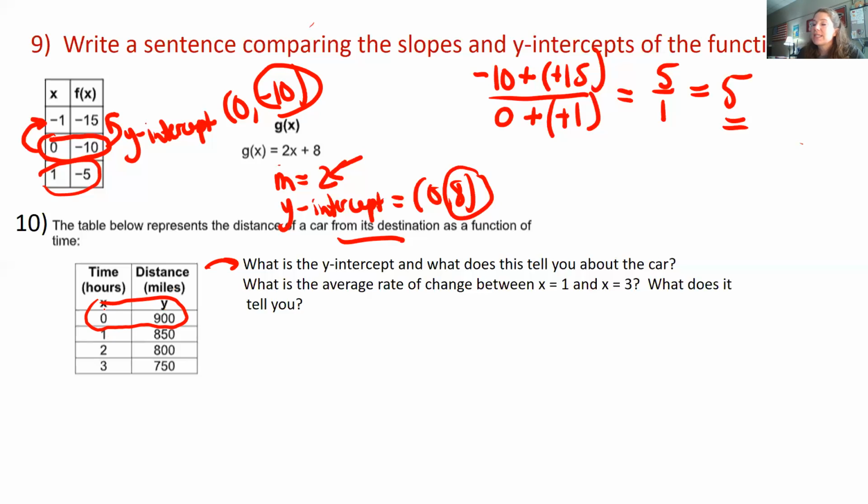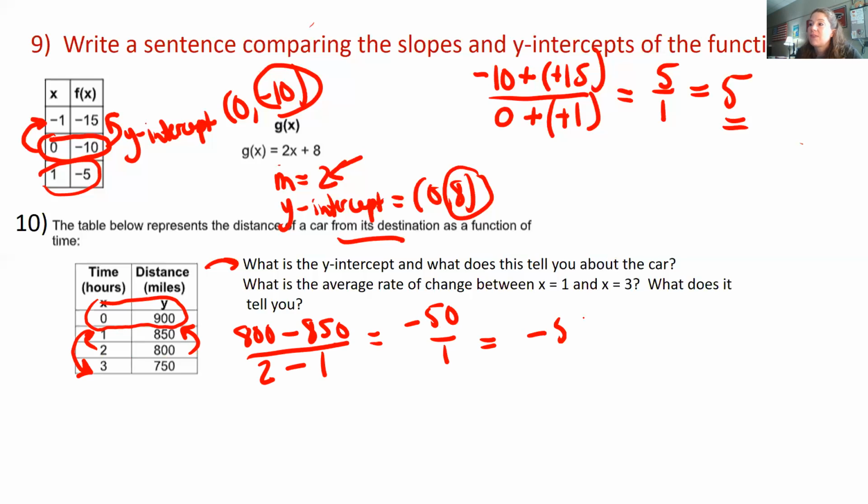So then the question is, what is the average rate of change between x equals 1 and x equals 3? So how do we find rate of change, guys? We do change in y over change in x. So our change in y, 800 minus 850, over our change in x. Our second x is 2, our first x is 1. So we have negative 50 over 1. So our rate of change is negative 50.